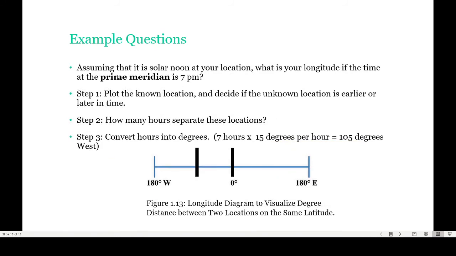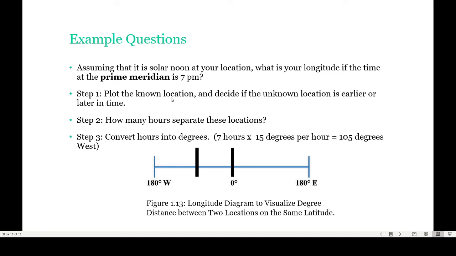So for our next question, this one is different. The other one, we were trying to find the solar time. In this question, we are trying to find longitude. Assuming that it is solar noon at your location, what is your longitude if the time at the prime meridian is 7 p.m.? Again, I'm using this diagram, and I highly recommend you guys use this for your word problems.